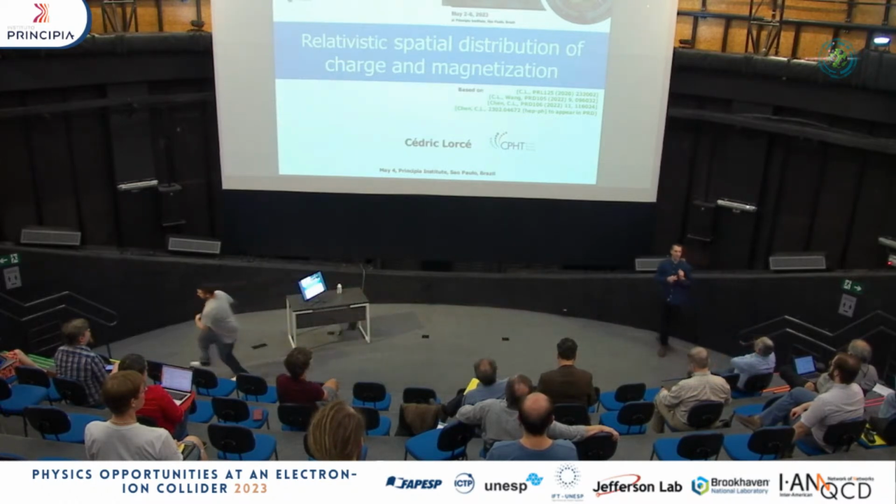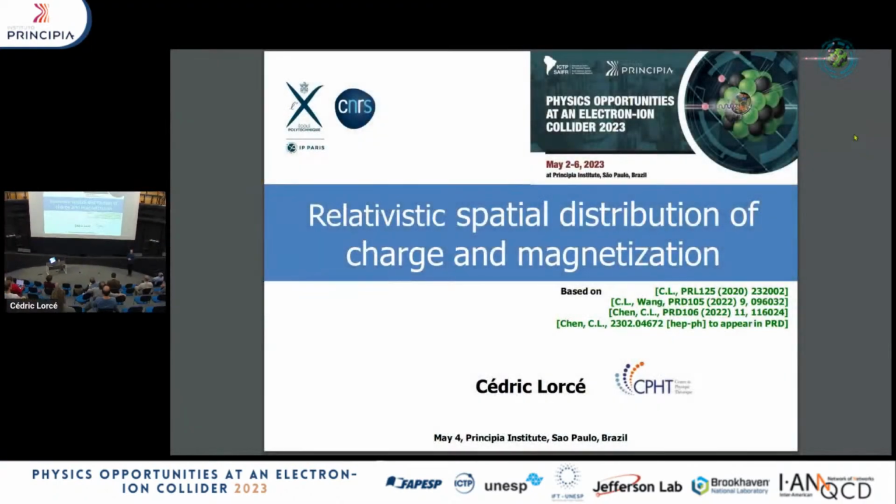Good morning, and thank you very much to the organizers for inviting me here. So we talk about the relativistic spatial distributions of charge and magnetization. We have already heard many times in this meeting that we want to measure different quantities like GPDs, form factors, and other things. And for some of them, we need the Fourier transform to have some interpretation in space.